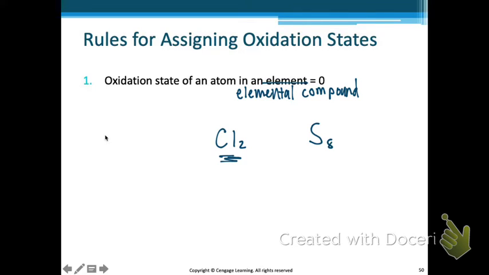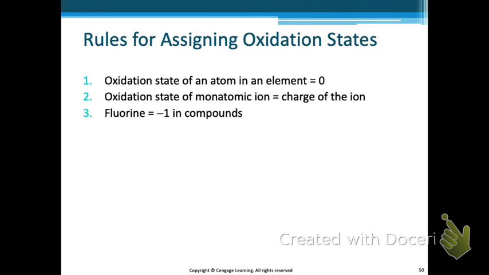If I had S8, the oxidation state of each sulfur would be 0 because there's not any uneven distribution of electrons. The electrons are not crowded in one area or another. They are just evenly dispersed within those elements. Number 2, the oxidation state of a monatomic ion is equal to the charge of the ion. So if I had Cl-1, the oxidation state of the chloride would also be -1. It would match the charge.